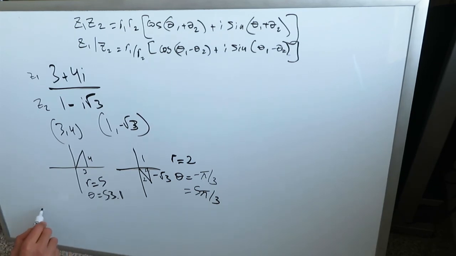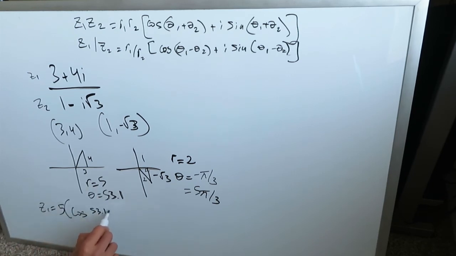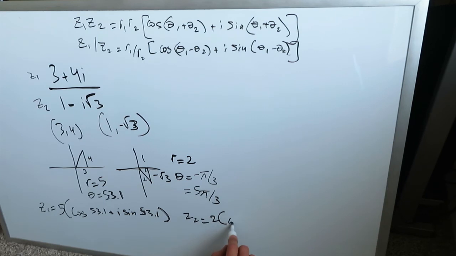The polar form for this z1 is going to be 5, which is r, cosine 53.1 plus i sine 53.1. What about z2? z2 over here is going to be r, which is 2, cosine 5 pi over 3, which is 300 degrees, plus i sine 5 pi over 3. You could have written here 300, or you can write 5 pi over 3. You can even put minus 60 over here and it'll still be fine.